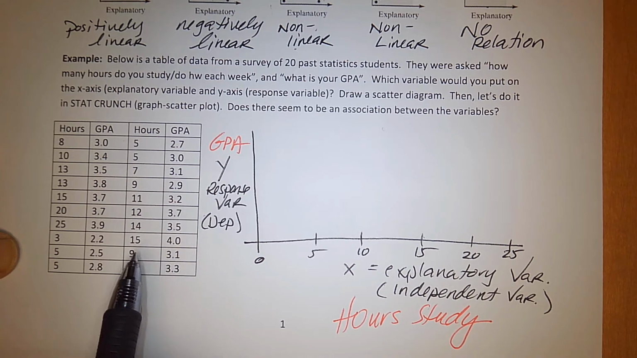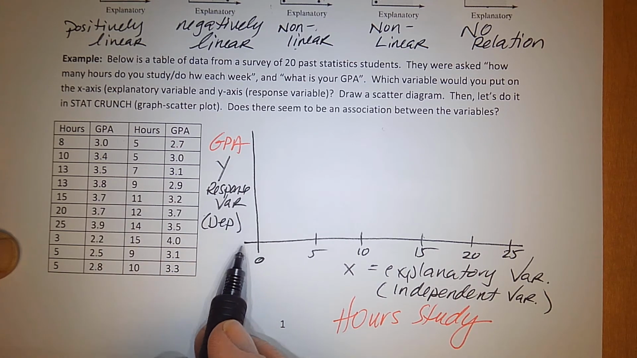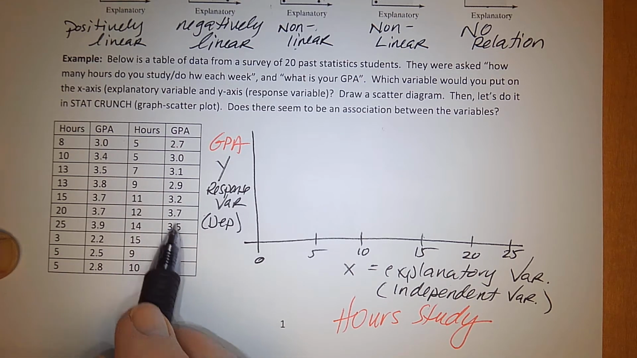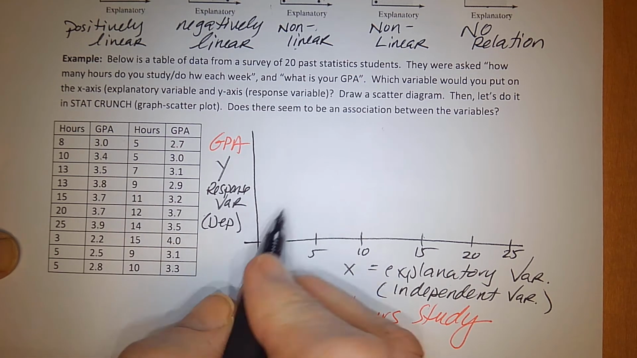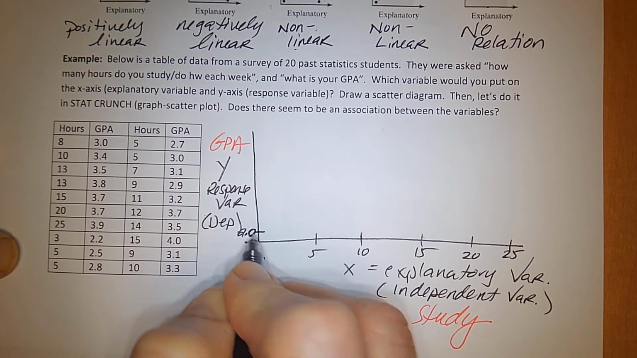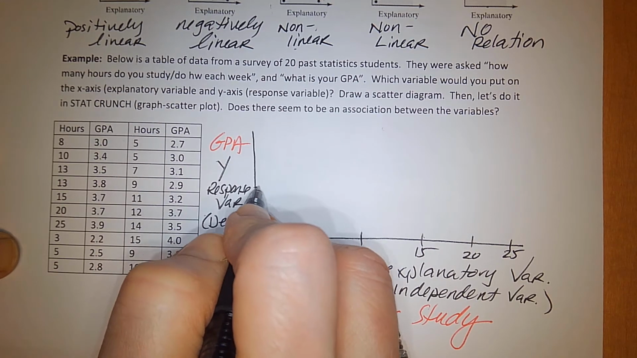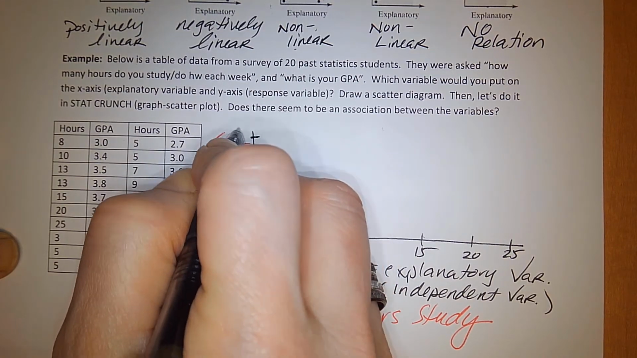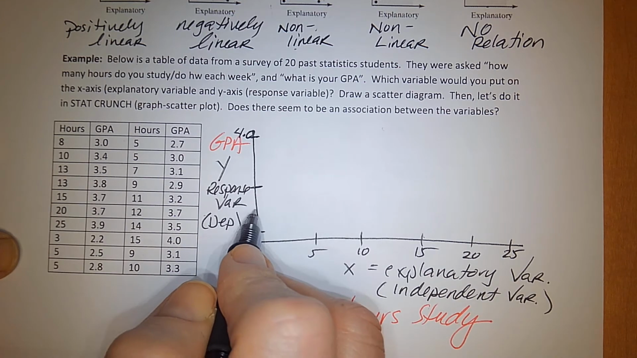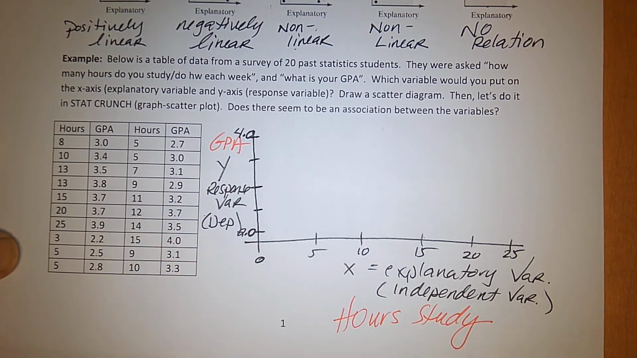And the GPA can range anywhere from as low as, I could go as low as 0, but it doesn't seem to go that low. So let's go as low as 2, a GPA of 2, all the way up to a GPA of 4. Okay? All right. So let's put in the data.